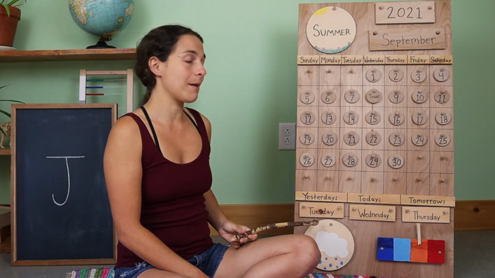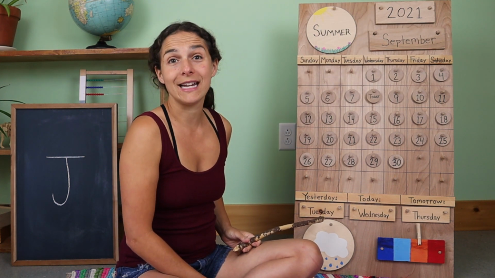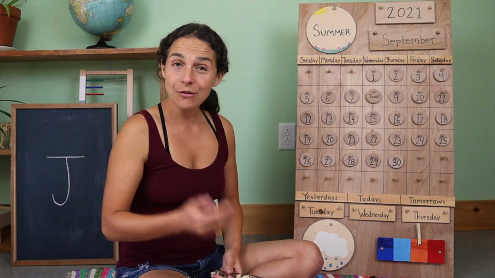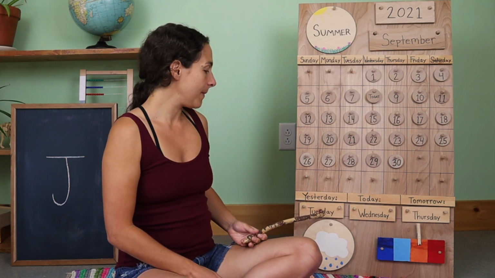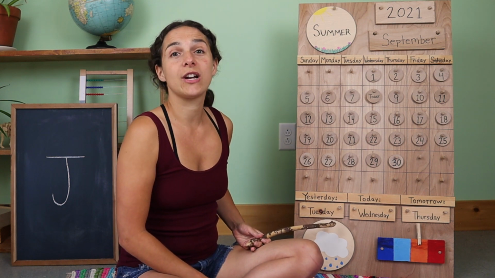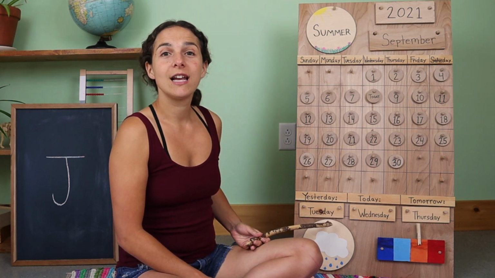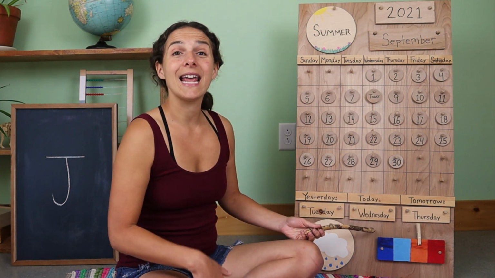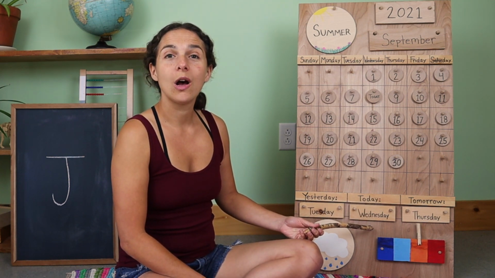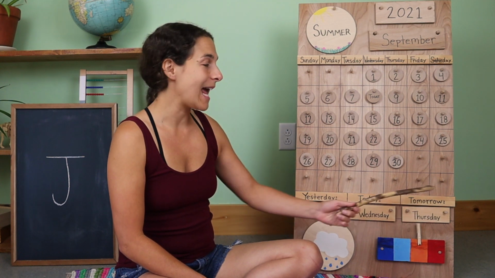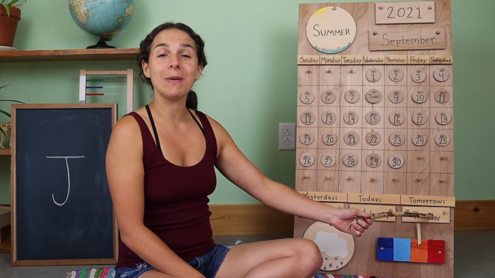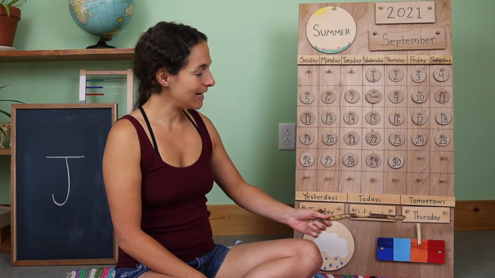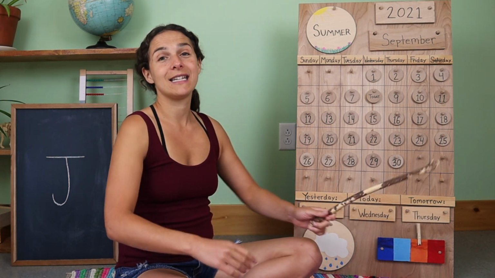Let's go down to the bottom of the chart and we'll go over the days together. Listen for the sound that the day starts with, and you can tell me what the day is. This says that yesterday was Tuesday. That means that today is Wednesday. And tomorrow will be Thursday. Let's sing Today is Wednesday together.